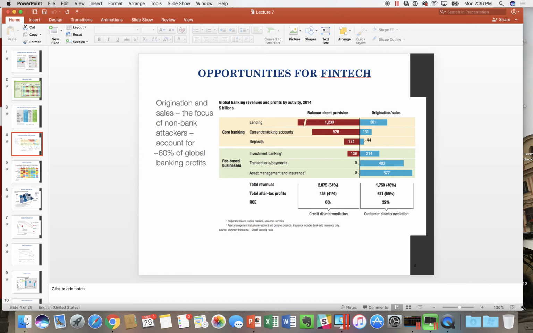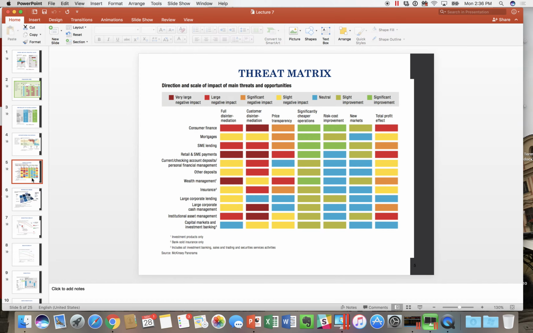McKinsey then put in place a threat matrix. And they said, here is where we actually see where the threats to banks are highest in the short term. And they're what we just talked about. It's consumer finance, it's SME, which is small business lending, small and medium enterprises. It's wealth management, it's asset management. All right, a lot of it is retail.